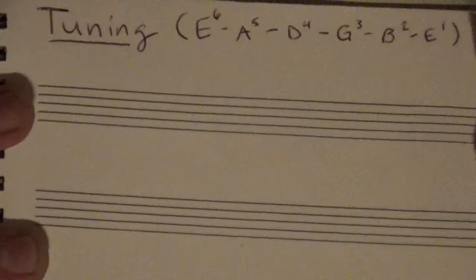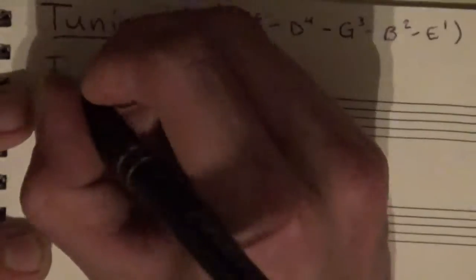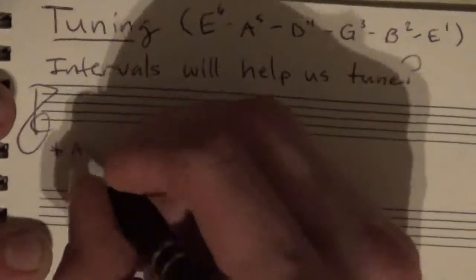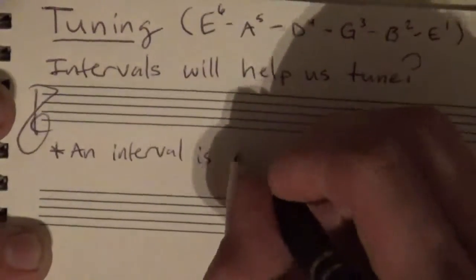But before we talk about tuning, we have to talk about one specific aspect of music, and that is the interval. And why do you think we have to talk about intervals before we talk about tuning? Gold star to you, exactly. So an interval is the combination of two tones.